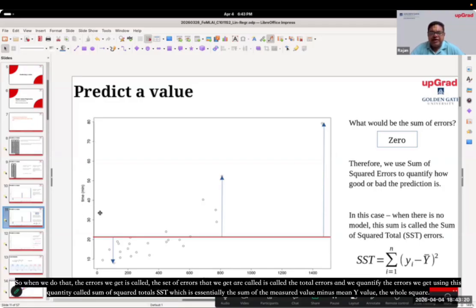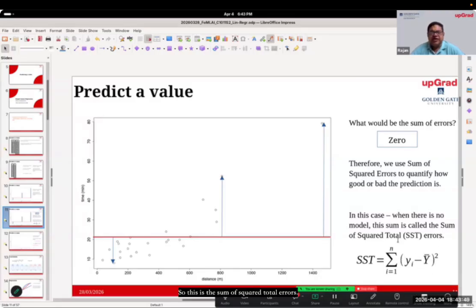So when we do that, the errors we get are called the total errors, and we quantify the errors we get using this quantity called the total sum of squared errors, which is essentially the sum of the measured value minus the mean y value, the whole square. So this is the sum of squared total errors.